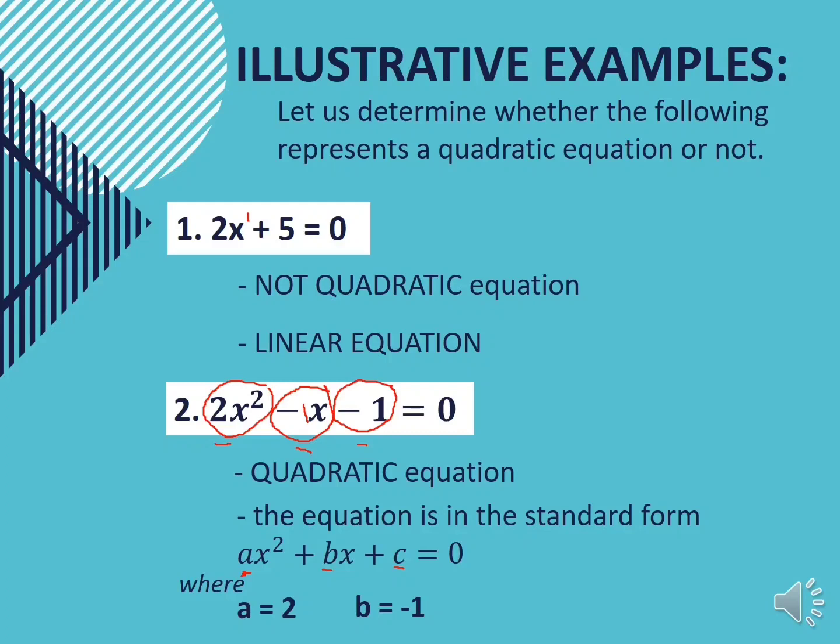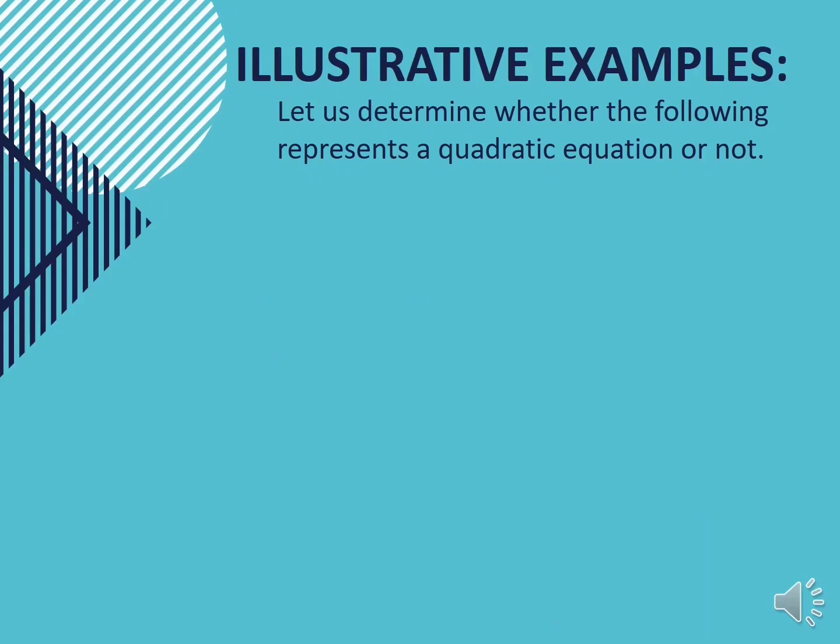How about C? Or yung constant term natin? Obviously, that is negative 1. Did you understand? That is how we get the values of the real numbers A, B, and C. Let us have another example. For our third example, we have 3x minus 4 is equal to 5x squared.